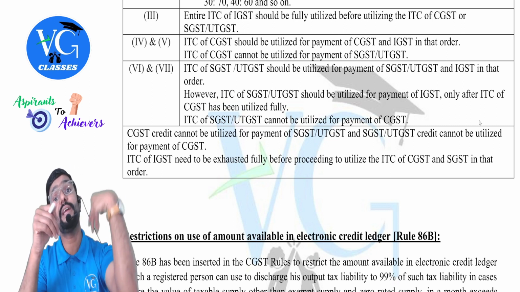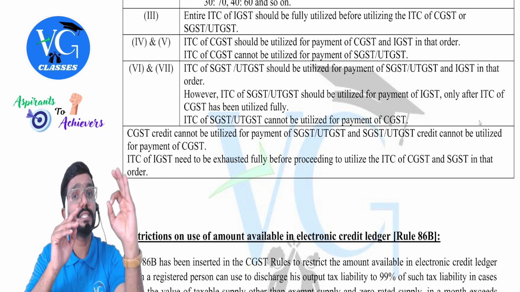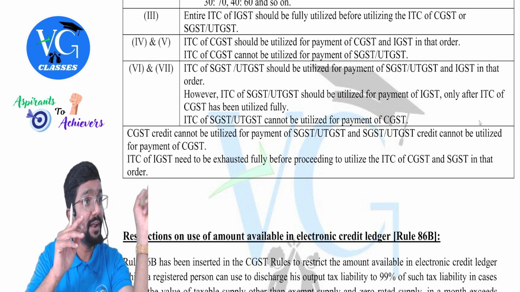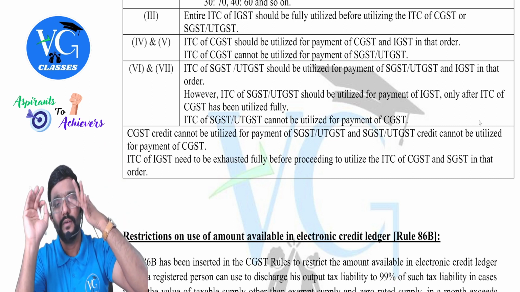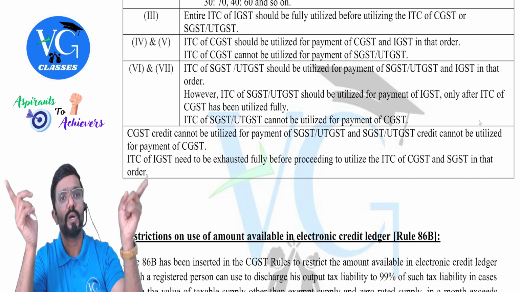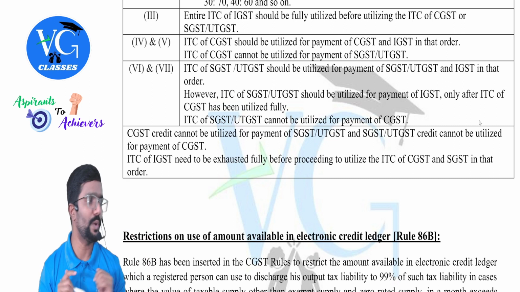Sir, then why are they allowing IGST, sir? Because IGST has both the components, central as well as state, guys. So for IGST, flexibility is there. Whereas for CGST and SGST, cross utilization is not allowed, guys.